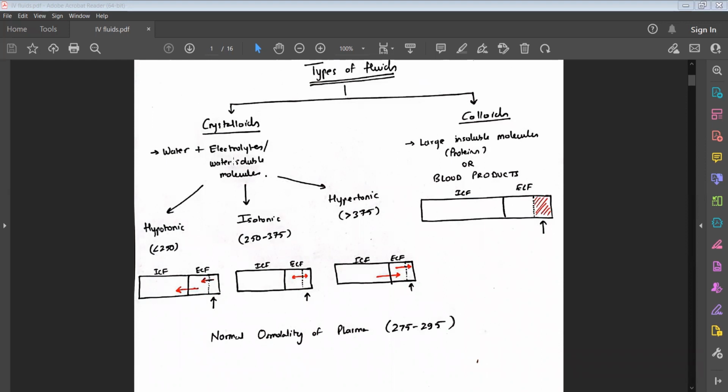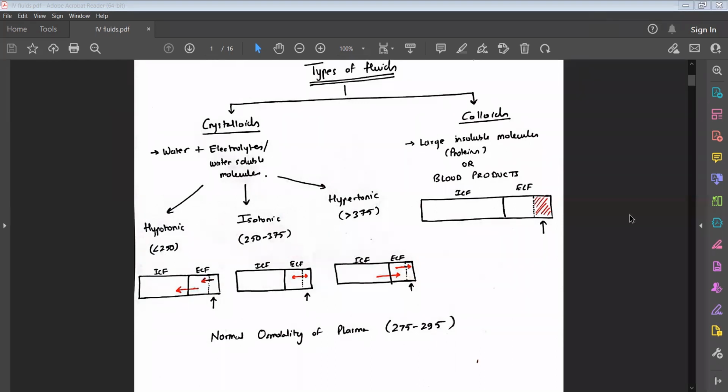When I speak about crystalloids, some of the most common crystalloids that you're going to come across, that you always hear when you join your residency or when you're joining your internal medicine rotation in your hospital, are normal saline and lactated ringers. And the colloids, you must be hearing about different blood products, that is packed RBCs, fresh frozen plasma, platelets, and then albumin solutions. These are all colloids. Now, crystalloids are of three types: hypotonic, isotonic, and hypertonic, based on the tonicity in relation to that of the plasma.